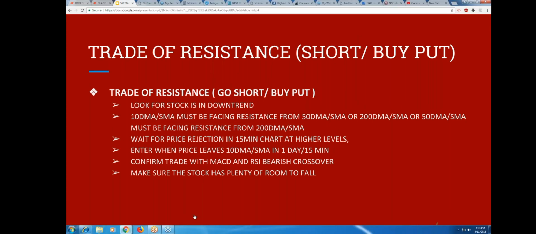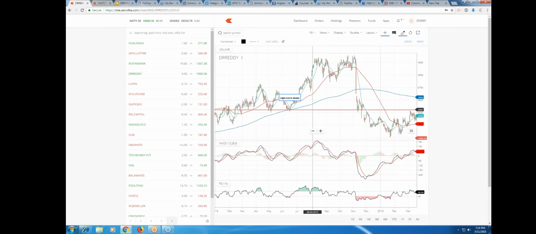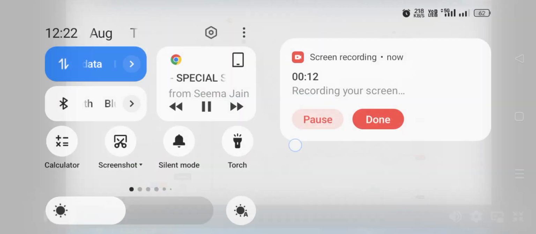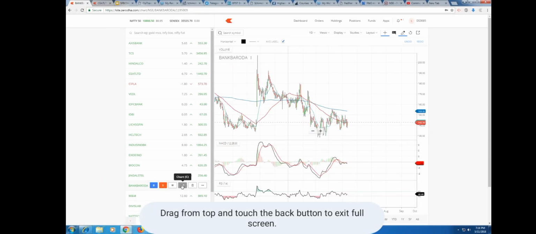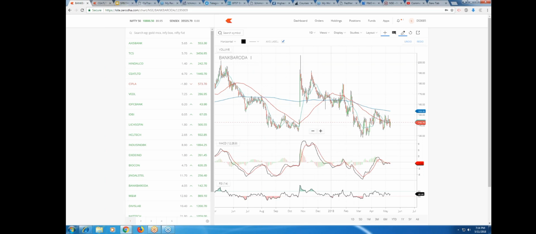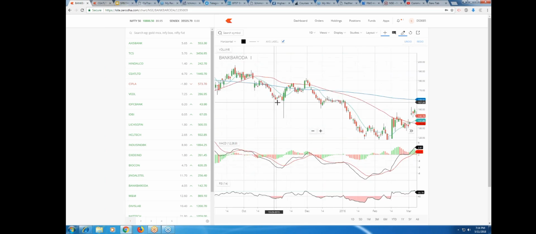So trade of resistance means the stock should be in the downtrend already, right? It should have been going in the downward direction already. So let me show you here. This is a stock. This is Bank of Baroda. It's a stock, like I can show you a very, very well-defined trade that I've seen happening in the past.